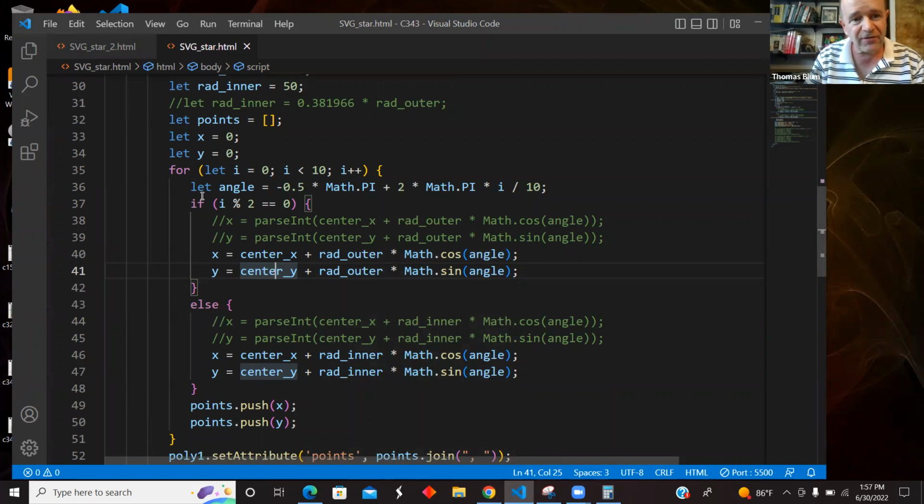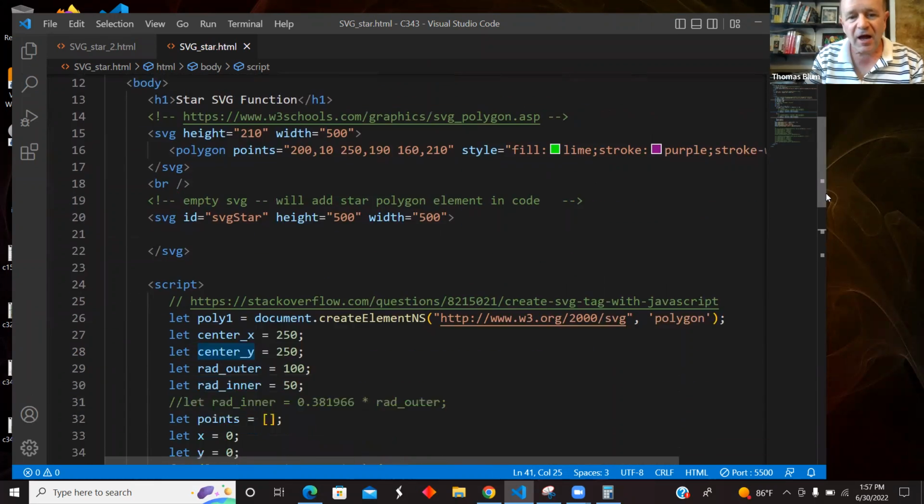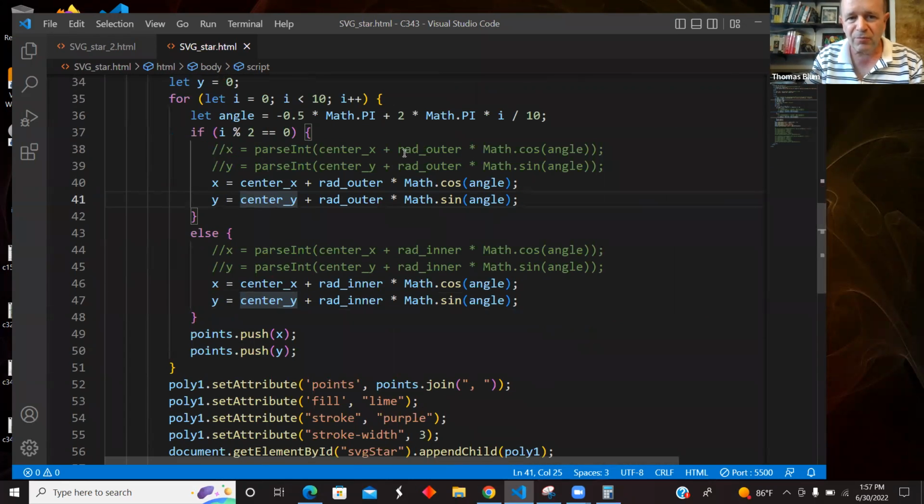And when I have, now in the W3 Schools example, there are points that are nice integers. And so in my first round, I was trying to make those nice integers as well. So I had a parseInt in there. And then I took it out to see if it still worked, and it did. So they didn't need to be integers.